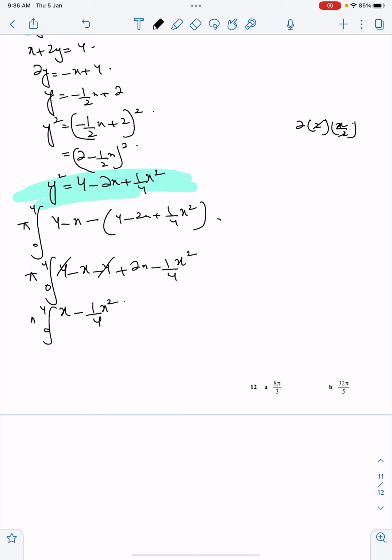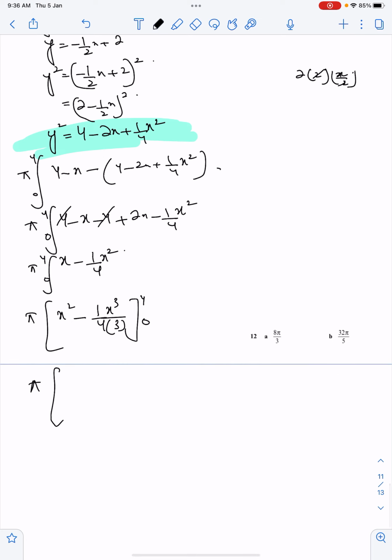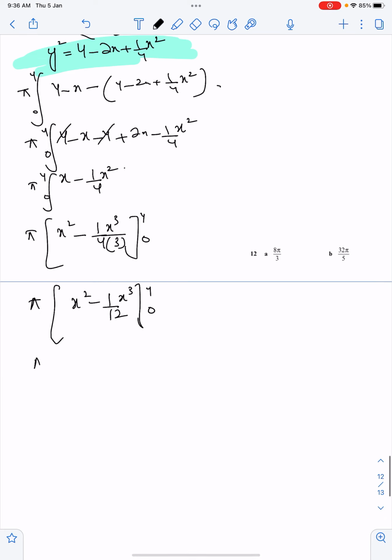Okay, I'm going to start with the integration process right now. So integration is x square minus 1 upon 4x cube upon 3. I've done the integration. Now I have to apply the boundaries of 4 and 0 and a pi outside. So pi here, x square minus 1 upon 12 x cube. I have to apply the boundaries of 4 and 0 on this. Pi here, 16 minus 1 upon 12, 4 cube is 64. And if I apply the boundaries of 0, I'll get a 0 here. So no use doing that.